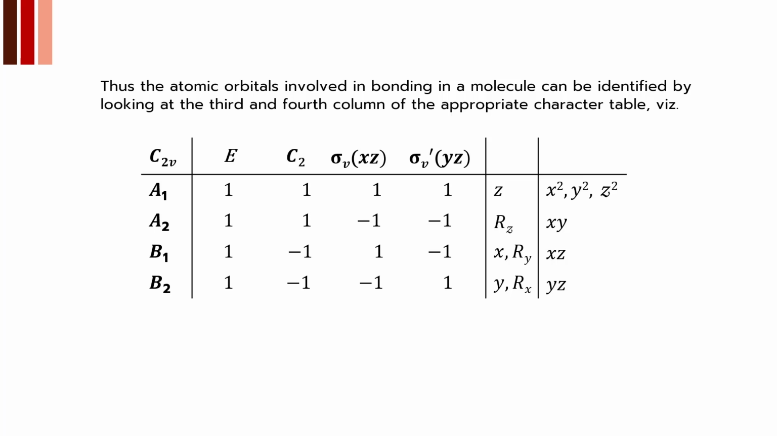So if you look at the character table for point group C2V, you will find that z transforms as A1. And x², y², z², or x² minus y², x² plus y², and z², they of course transform the same as A1. A2 transforms as xy. B1 transforms as x, that we have seen, B2 transforms as y, and the xz, yz, xy planes transform according to B1, B2, and A2. That is quite easy to understand and to work out.